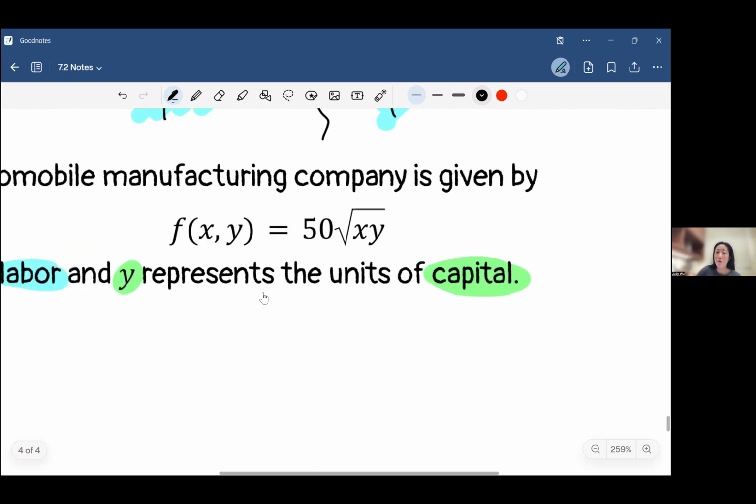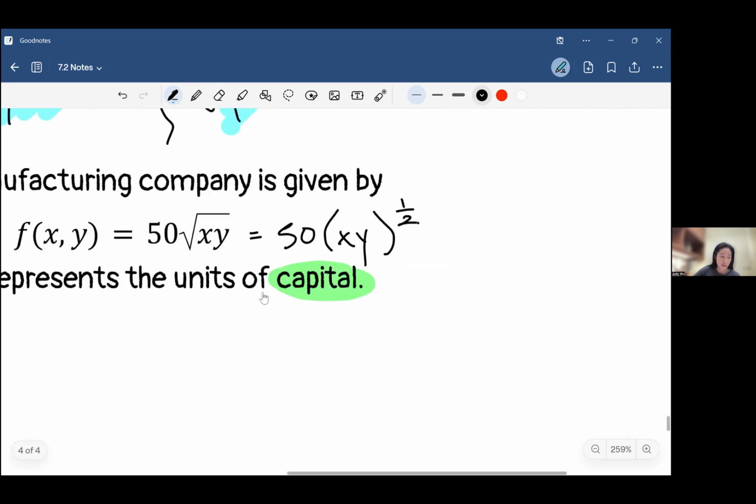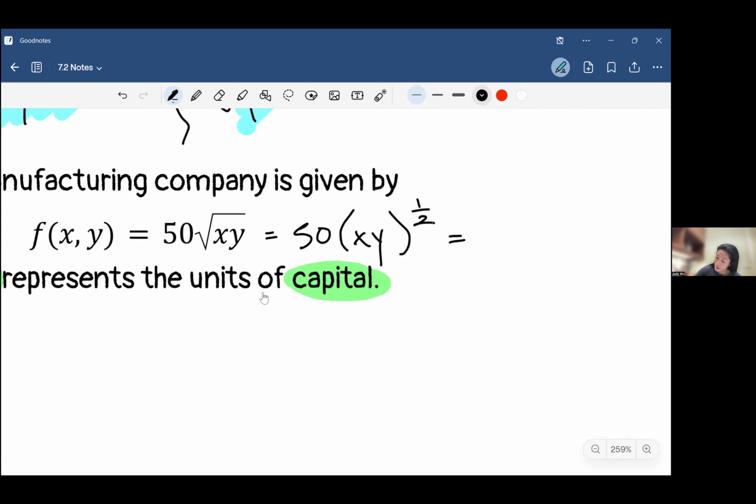But because I know I'm going to be taking derivatives, I want to rewrite this so there's no square roots so that I can actually see what the power is more obviously. Okay. Now, this is the same as saying 50 times xy to the power of 1/2. And more specifically, I can distribute this power here. So I get 50x to the 1/2, y to the 1/2. And now I can see my variables and the powers that go with them.